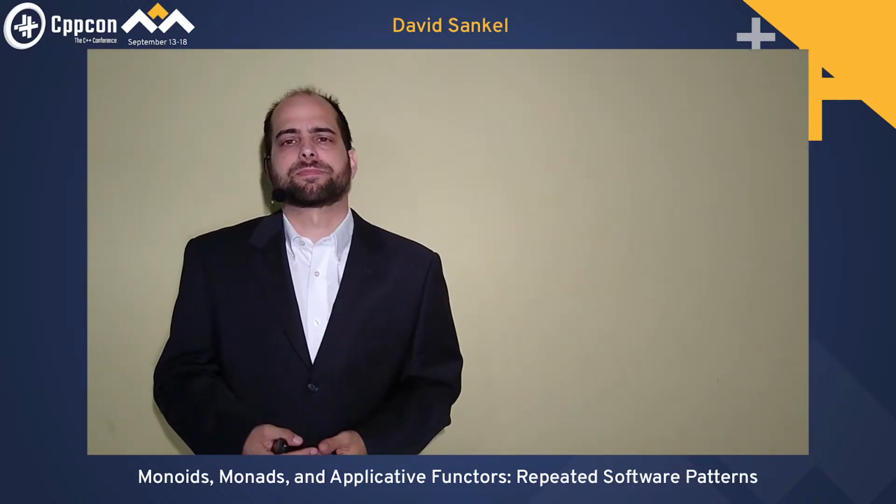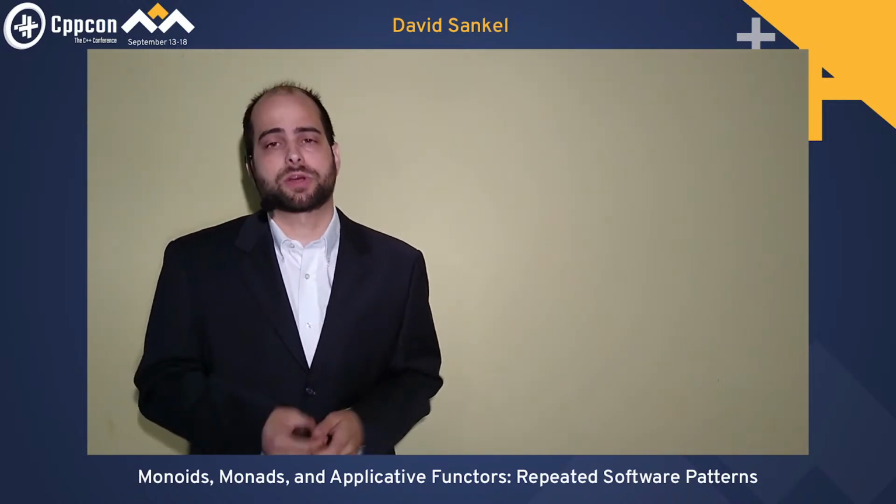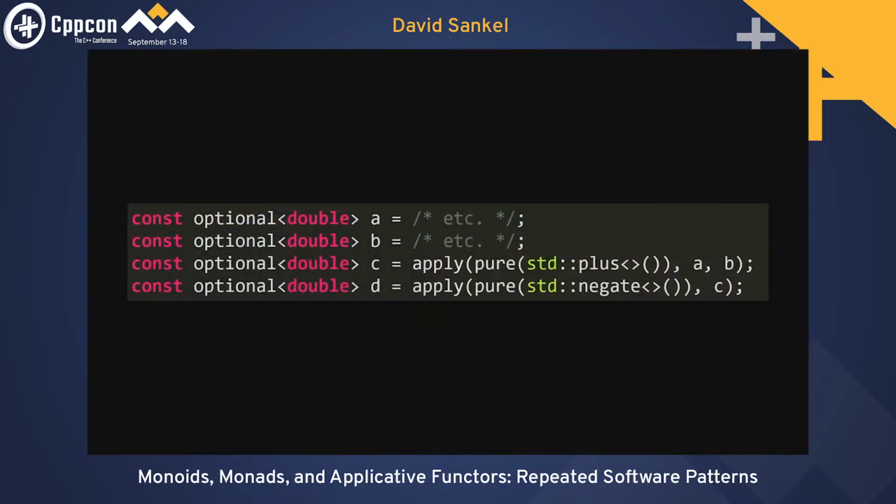How could this be interesting? Consider this snippet of code. Here we have optional double A equals some computation, optional double B equals some other computation, optional value C, where you apply plus to the optional double A and the optional double B, and then D, where you apply negate to the optional value C. What's going on here? Let's say A is null. What is D going to be? Null. Let's say A isn't null, but maybe B or C turns out to be null.